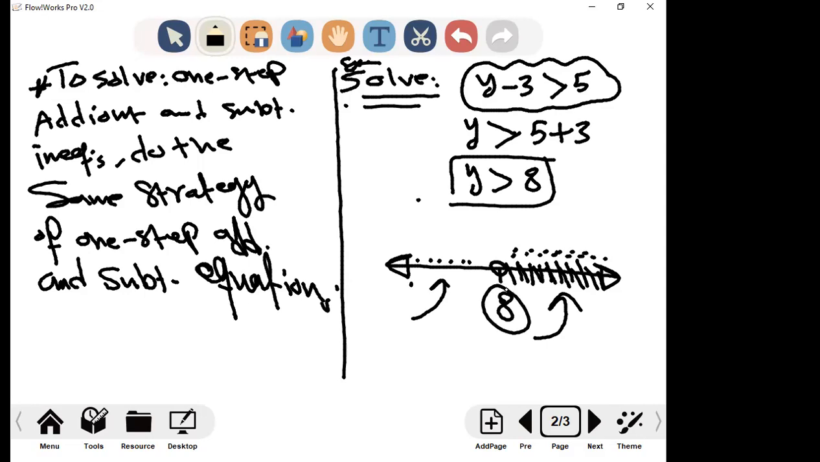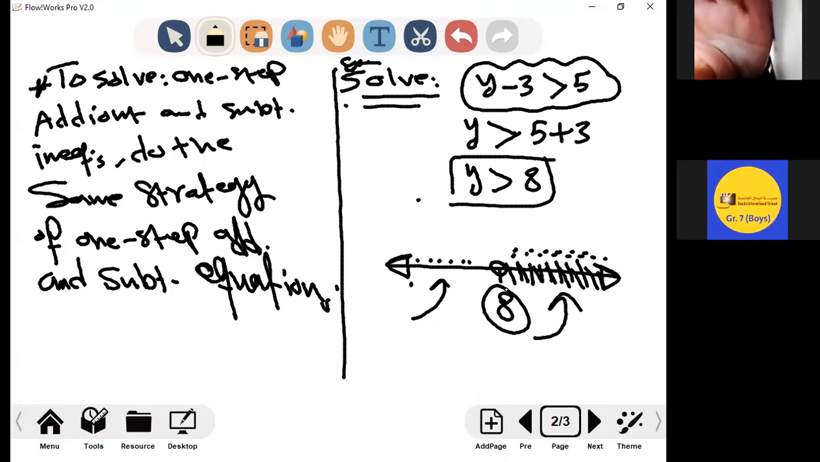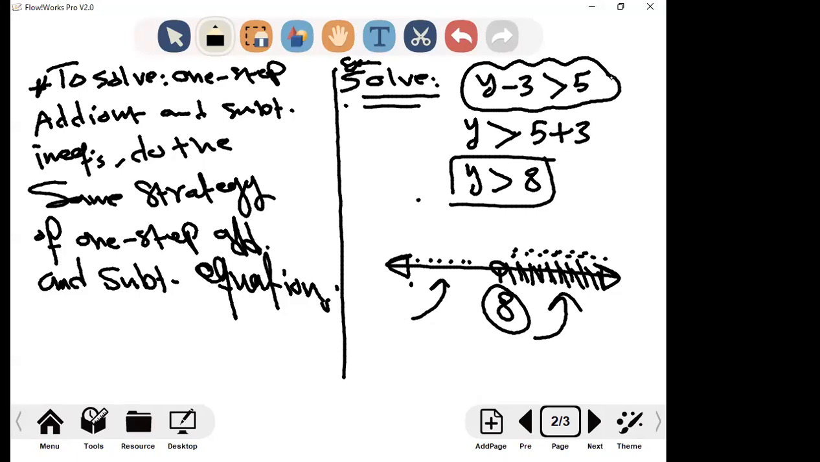How about the 8? Is it solution or not? Not. Let's check. Put the 8. 8 minus 3, 5. Is 5 more than 5? 5 equal 5. If we have equal here, then the 8 is a solution. Got it? Yes. Right. The solution, yeah. What's the solution? The solution is 5 or 8. We graph the solution, not the inequality itself. Okay?